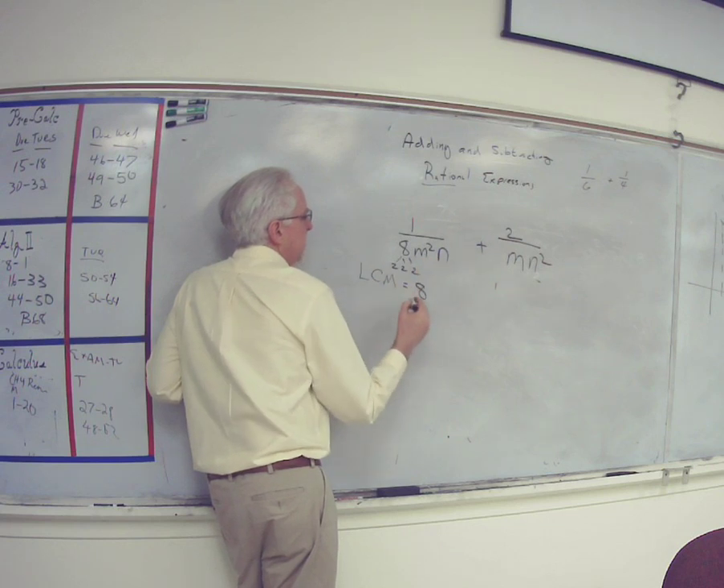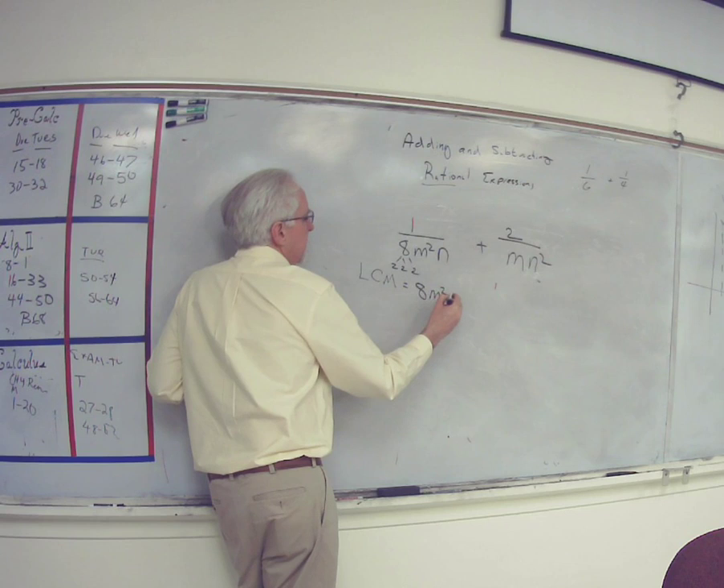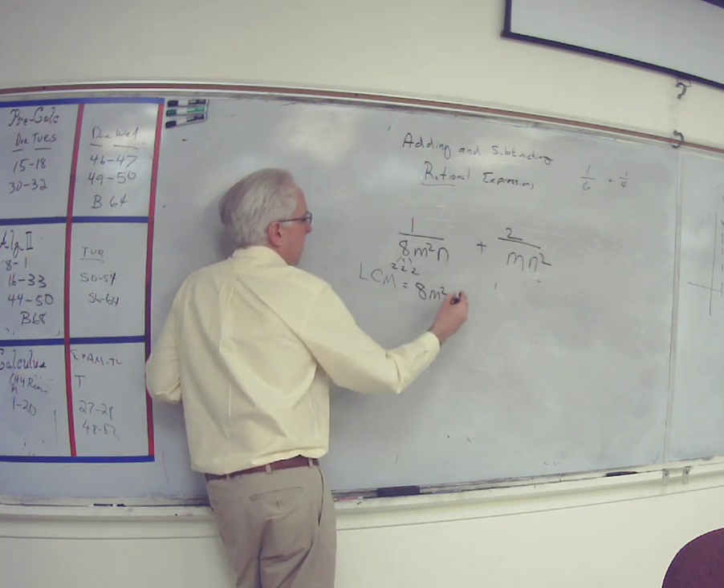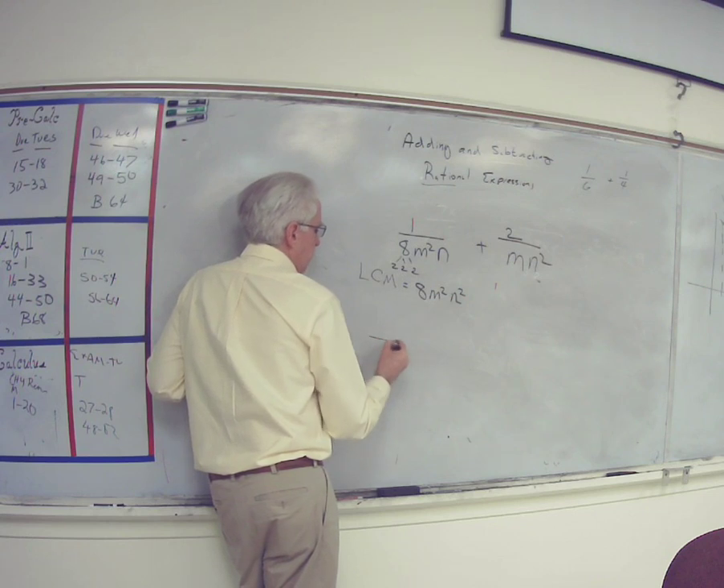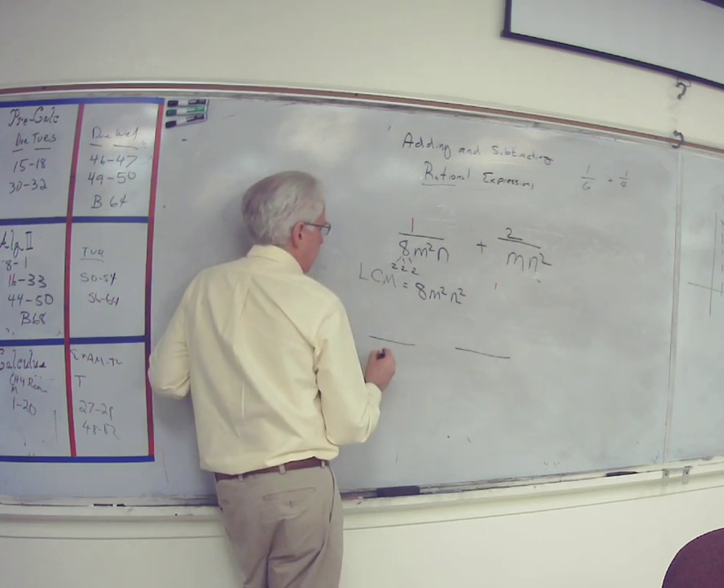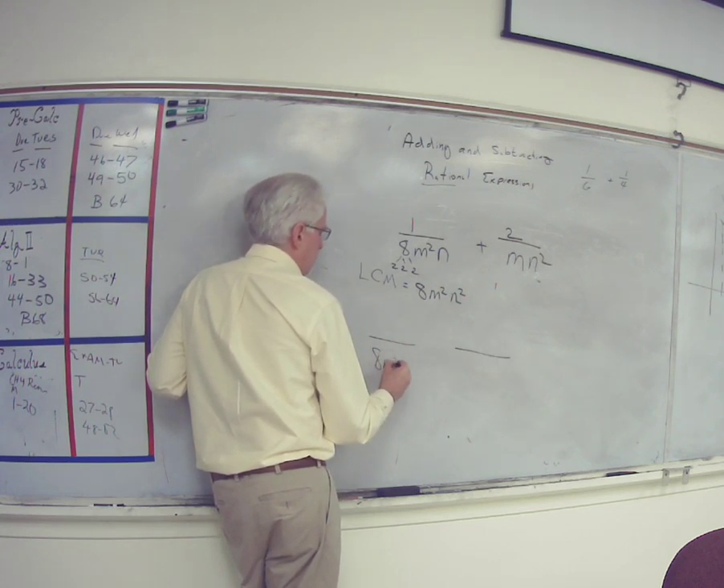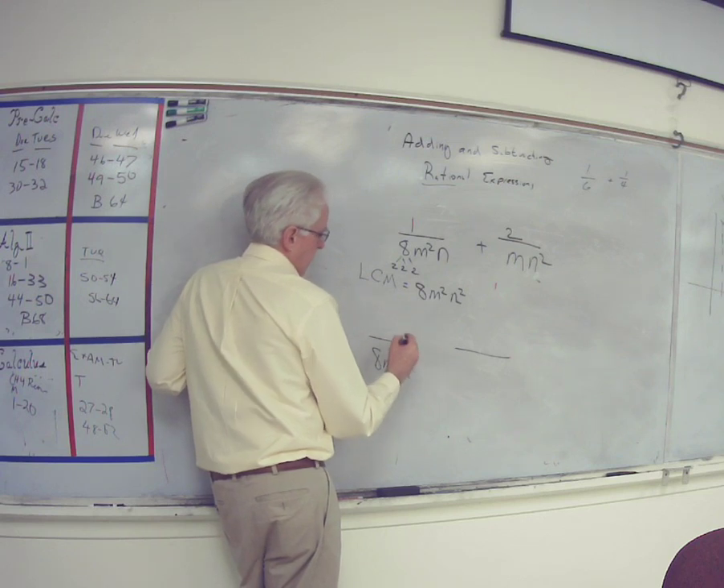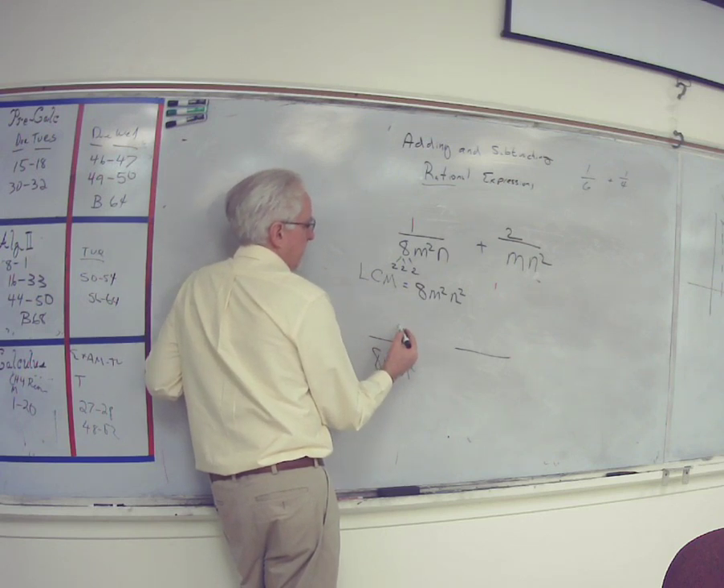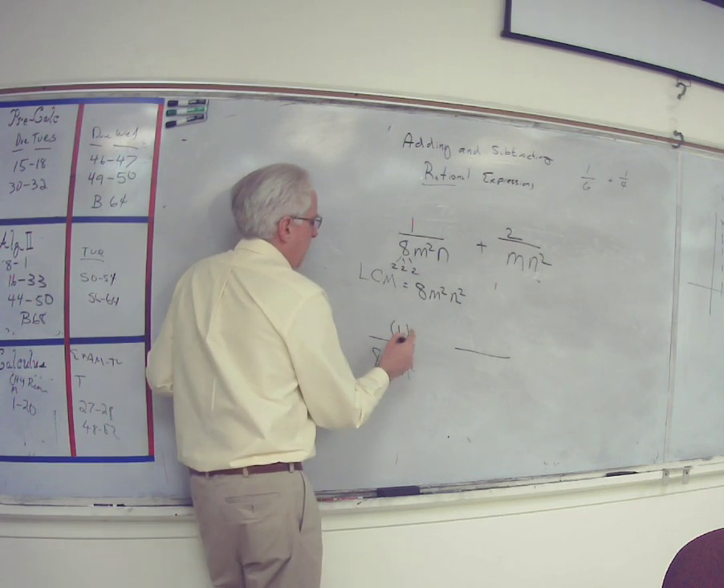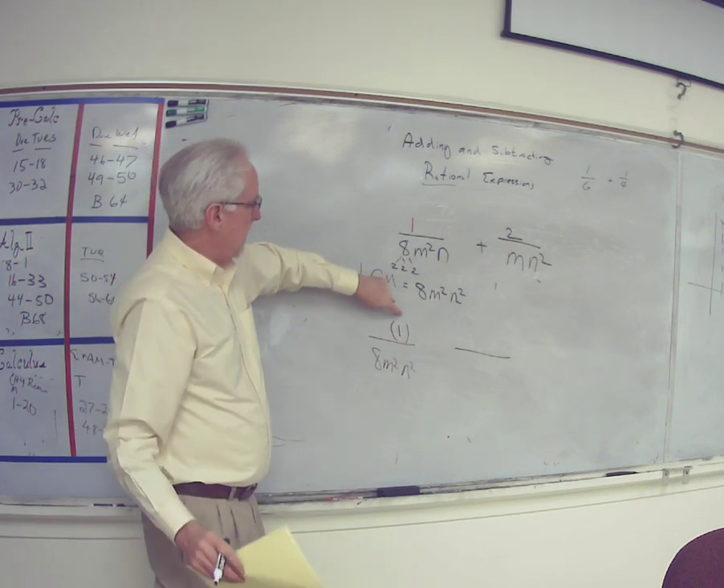And then Jaden, what's the m going to be? It's going to need to be what? Squared. M squared. Okay, and then Josie, what's the n going to be? N squared. Okay, so the least common multiple is 8 m squared n squared. What did I start with up here? 1. Okay, Josie, what do I have to multiply this 1 by?